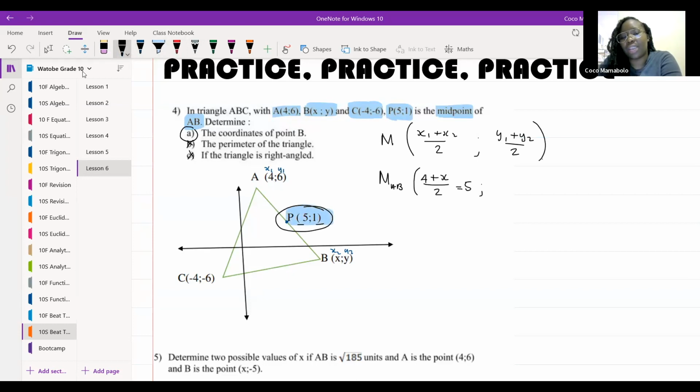Right, and on the other side, we're going to do the same. Give me my equation. 6 plus Y over 2 equals 1. Good. Beautifully done. All right, what's my next step? You times it by 2, both sides. Good, we're going to times both sides by 2. Excellent.